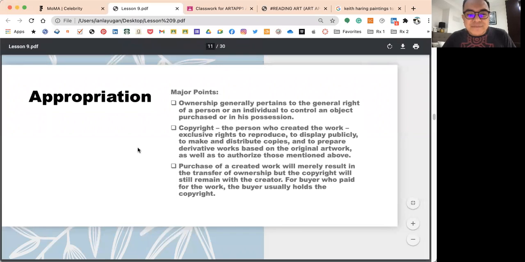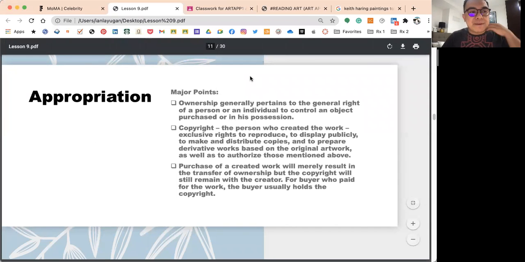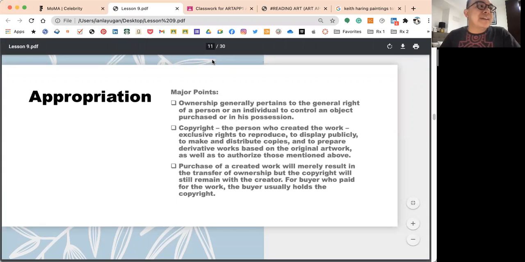Okay, so purchase of a created work will merely result in the transfer of ownership, but the copyright will still remain with the creator. So if you're asking, sir, bumili kami ng marami online, may mga nagbebenta ngayon. There are many online. If you want to buy well, mas mamahal siya. But I have a friend who is a dealer. I think I told you the story before. And then sometimes she will tell stories, like, oh, there's an Amorsolo worth like this and like this. It's very small and they're selling it. Meron pa rin. But even if you buy that painting, the copyright is still with the artist.